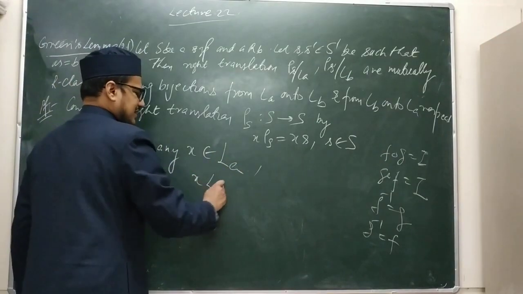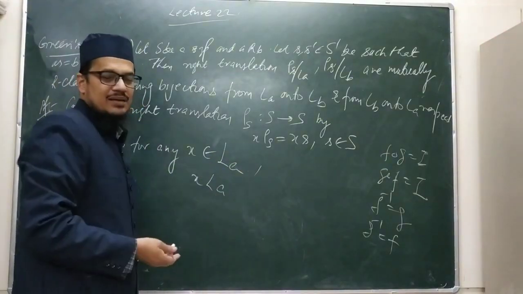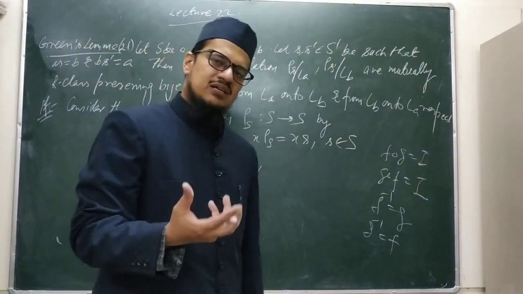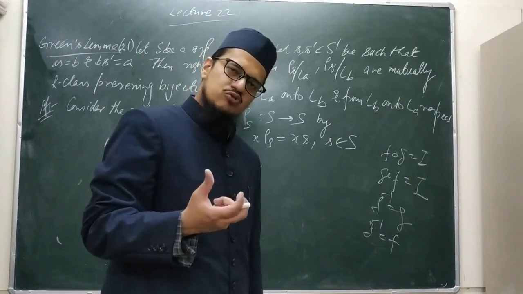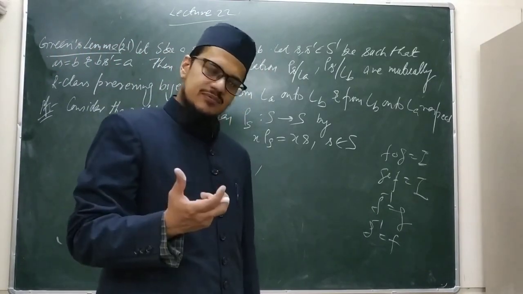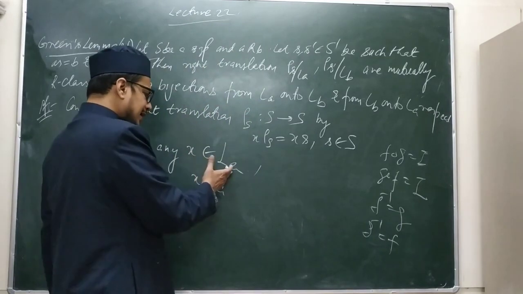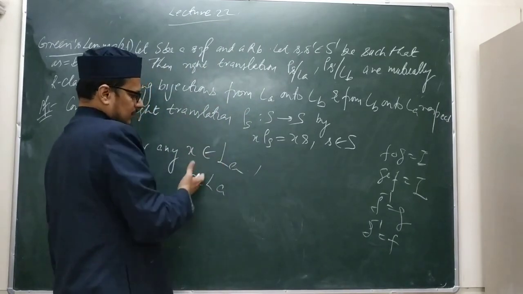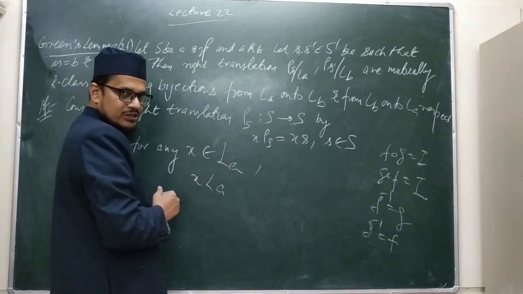See, it is x L A. X belonging to L A means what? L A is the equivalence class. L A is an equivalence relation, so L A is an equivalence class, and it is a subset of S. So when x belongs to L A, it means that x and A are related to each other, correct?